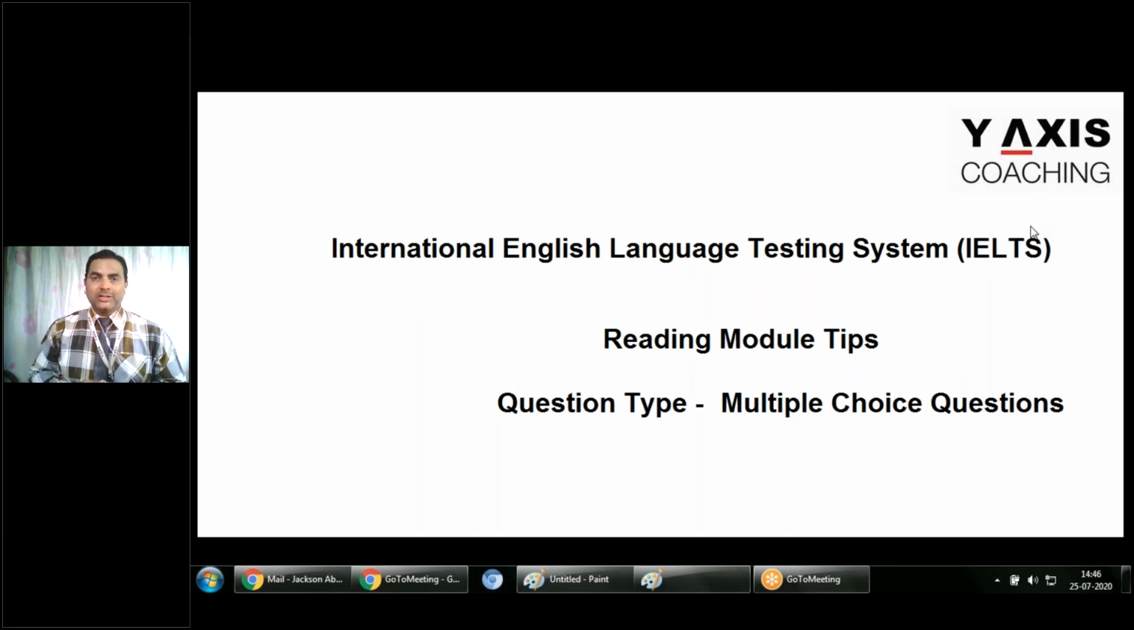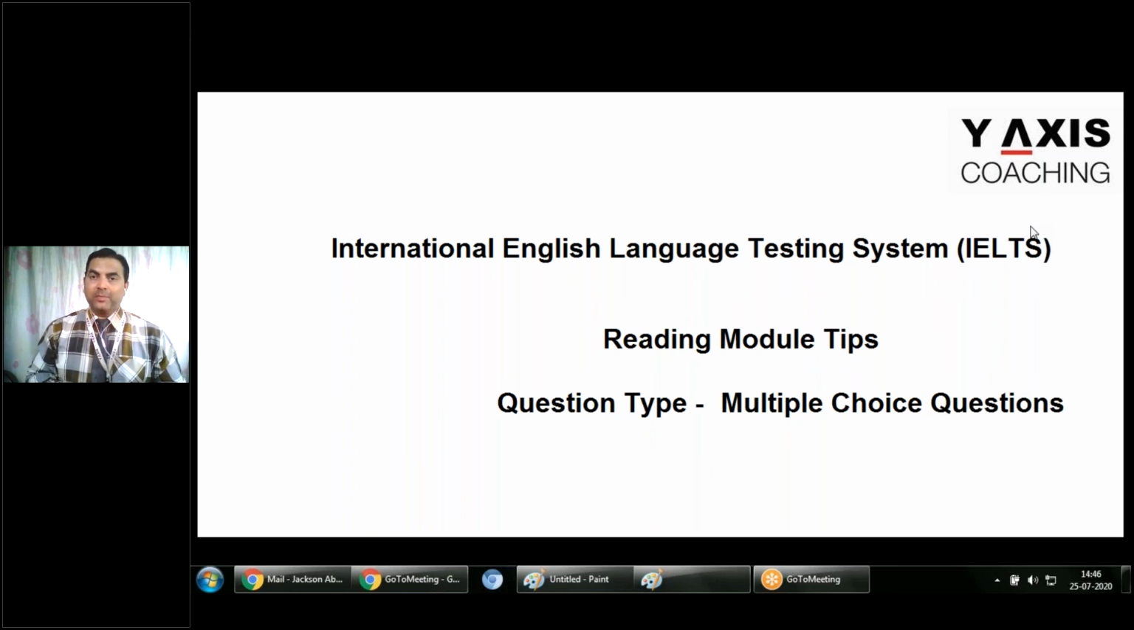So yet another tip for the multiple choice questions. Read the text first, understand what you are going to look forward for. In short, try to have a purpose for your reading and then dive into looking out for the keywords from the question as well as the options provided.